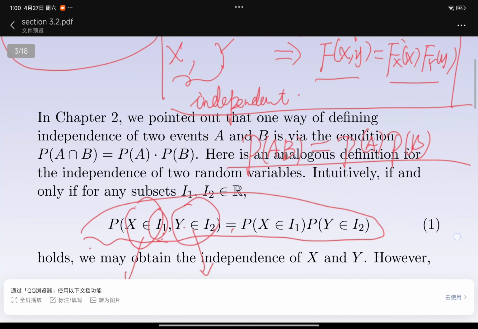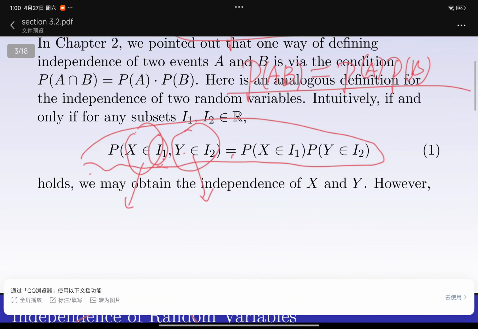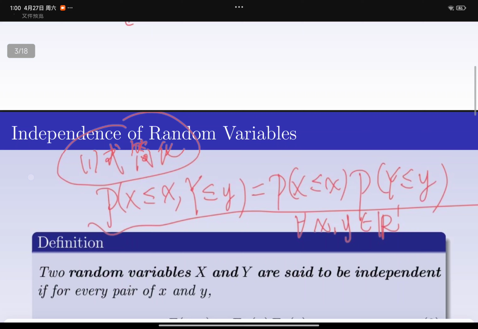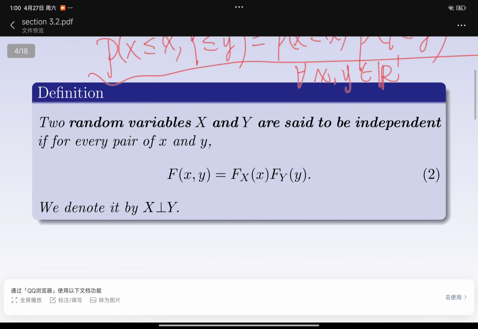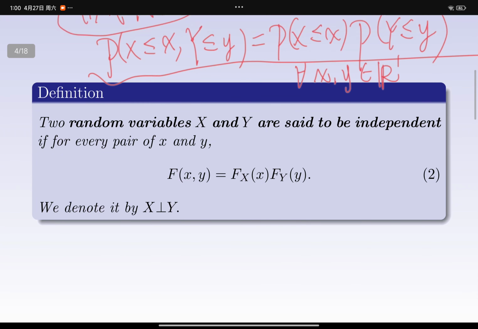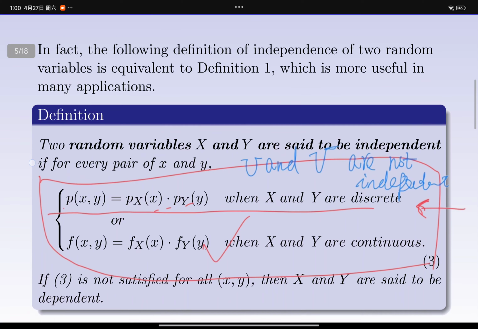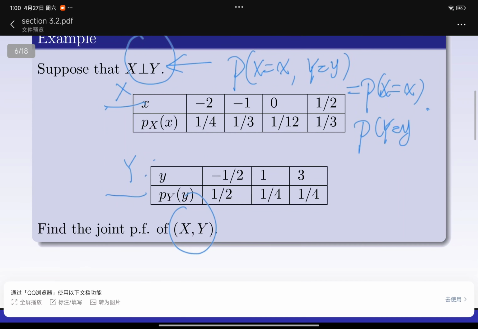The analogous definition: if they can be represented by the multiplication form, we think they are independent if and only if they can be represented in this form. Two random variables are said to be independent if for every pair of x and y, both the probability function and the probability density function can be represented in this form.